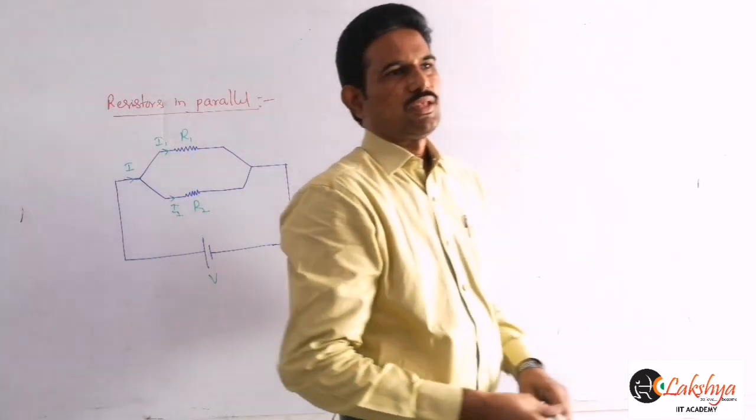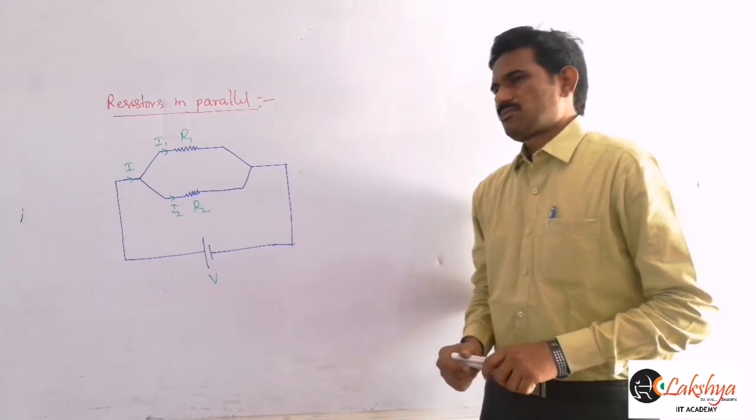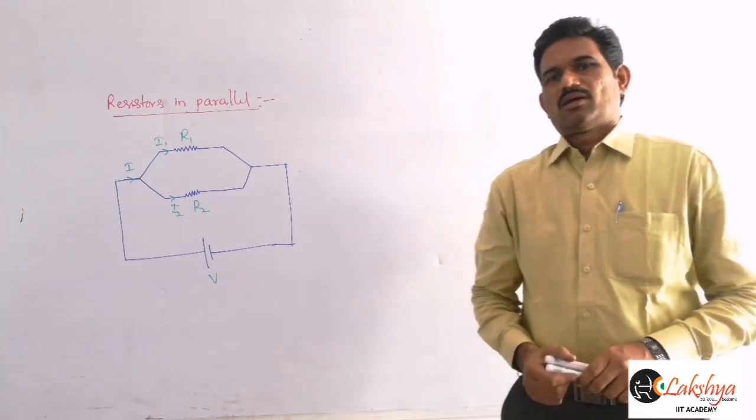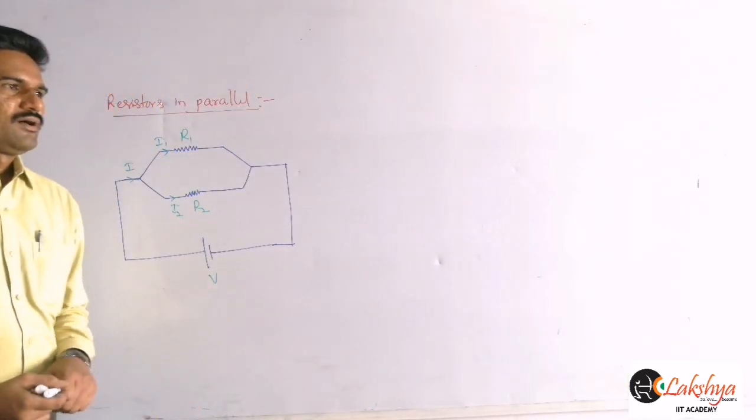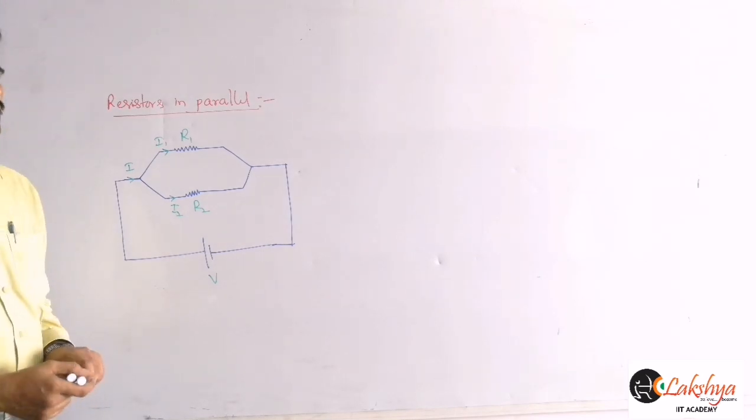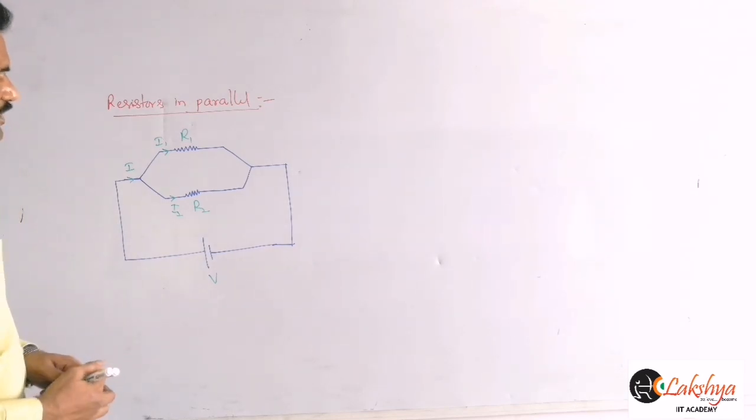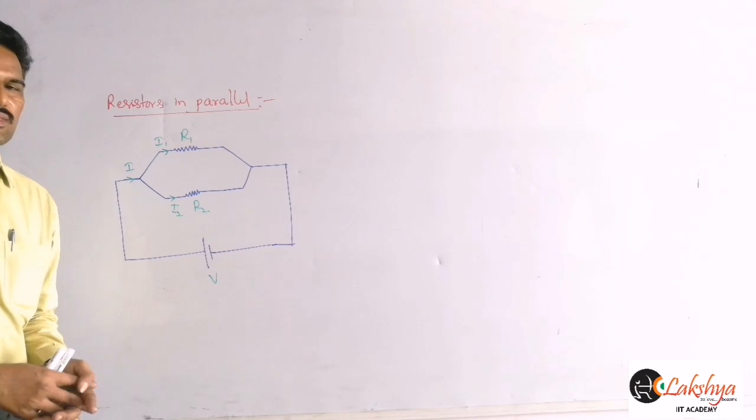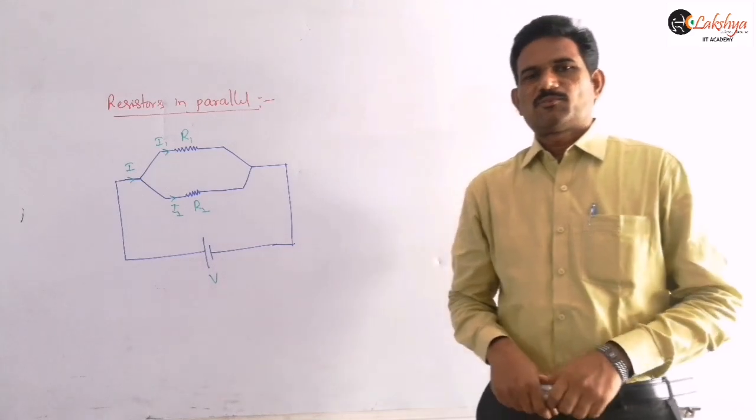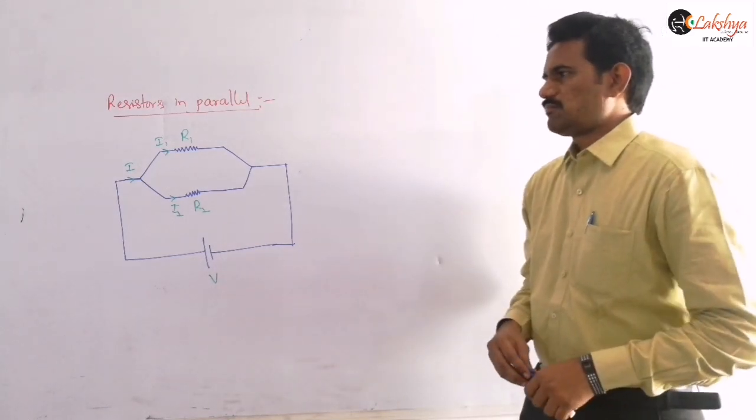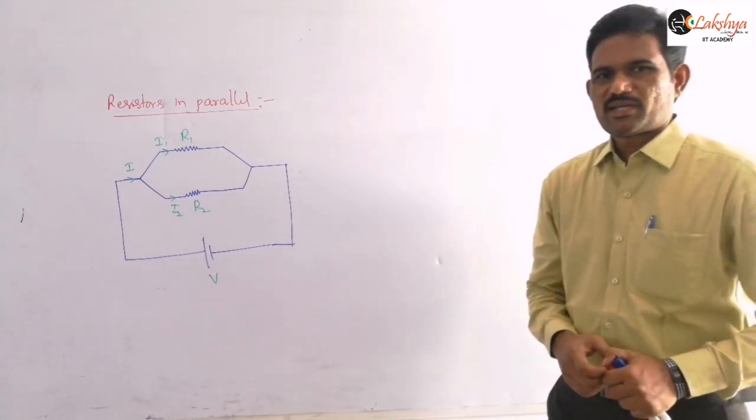When the two ends of the resistors are joined and potential difference is applied across these two ends such that potential difference across each resistance is same, then the resistors are said to be connected in parallel.